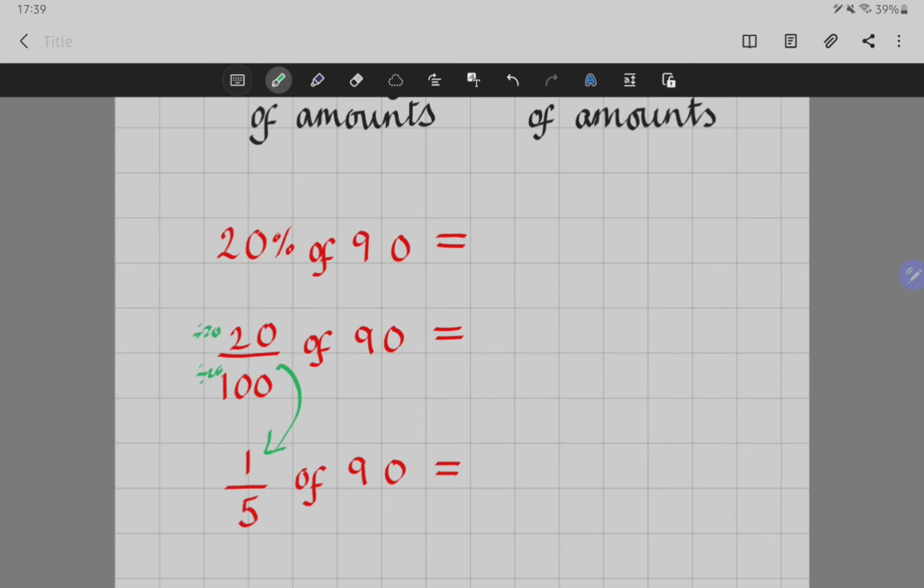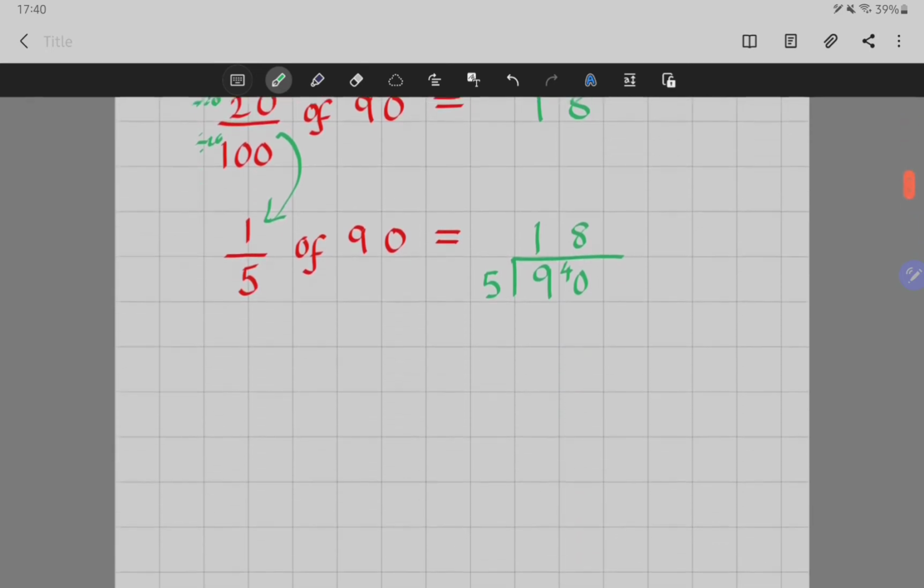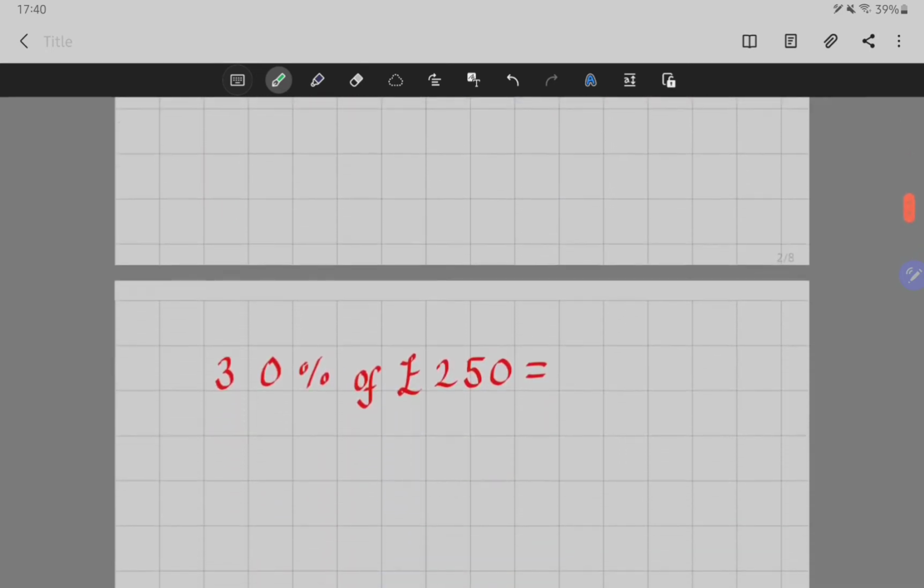Okay, so 1/5 of 90. So that's my step. 1/5 of 90. So I could do a bus stop, or I could do it mentally if I'm feeling confident. 5 into 9 goes once with 4 left over. 5 into 40 goes in exactly 8 times. 8 times 5 is 40. So that means my answer for each of these is 80. Okay, but that's made a lot easier by simplifying these fractions down. Right, let's have a look at this one then.